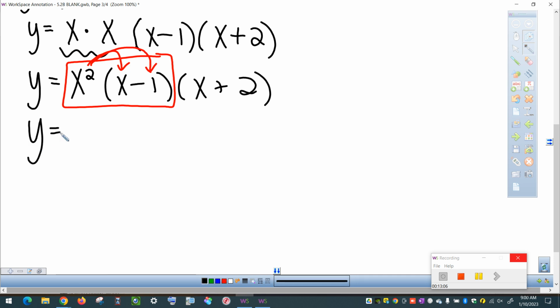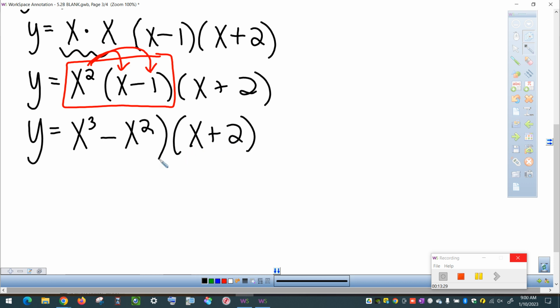X squared, multiply another x on the end. We're going to have x times x times x, so that's going to be x to the third. X squared times -1 is -1x squared. Now I still want to show that it's being multiplied by the x plus 2 factor, and so I'm going to add in those parentheses again around the result of the first part. All right, now to finish it up, it looks like a binomial times a binomial. So we're going to be able to finish this one up with FOIL.